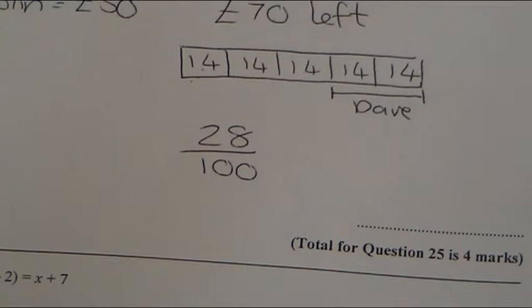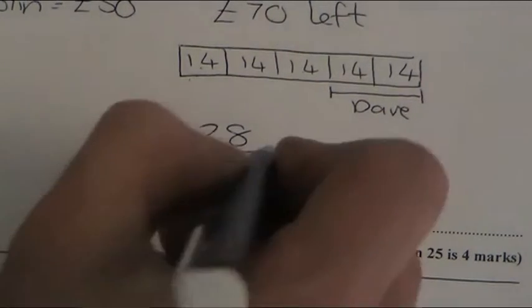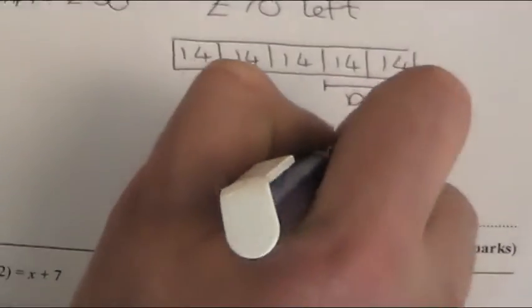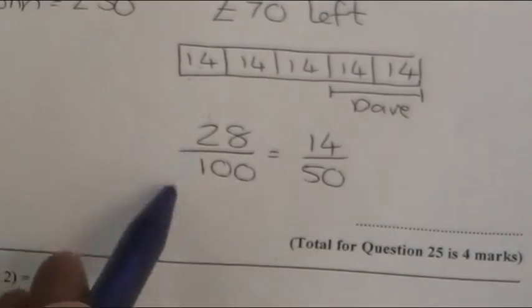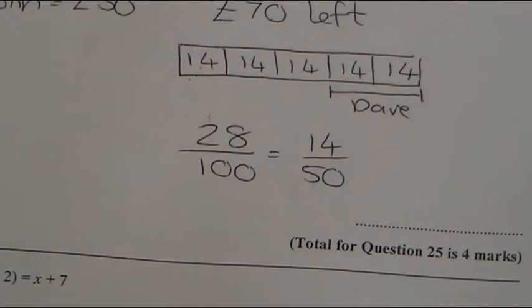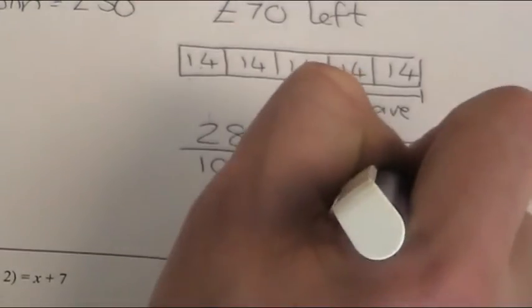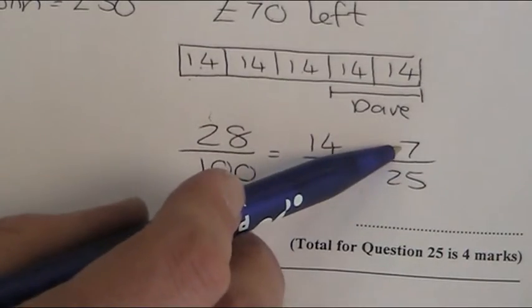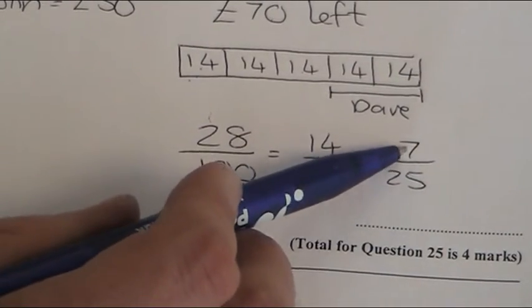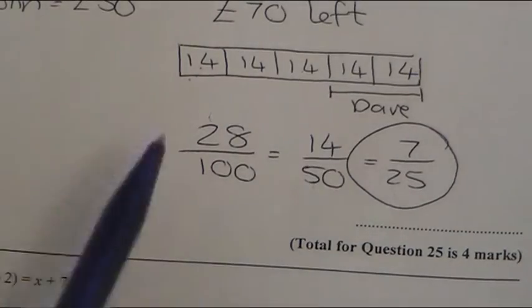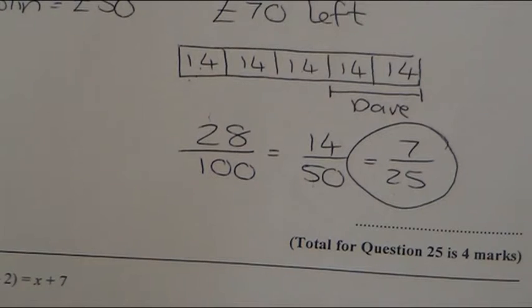We could, however, they don't ask us, but we could go into a little bit more accuracy and simplify this fraction. I notice they're both even, so I can do 14 over 50. So if you went this far, both of these answers are acceptable. If they did say, what is Dave's share in its simplest form, this still isn't the right answer. We can keep going, and now there's no common factors of 7 and 25. So that is the best mathematical answer, but all 3 of those answers are perfect for this question.